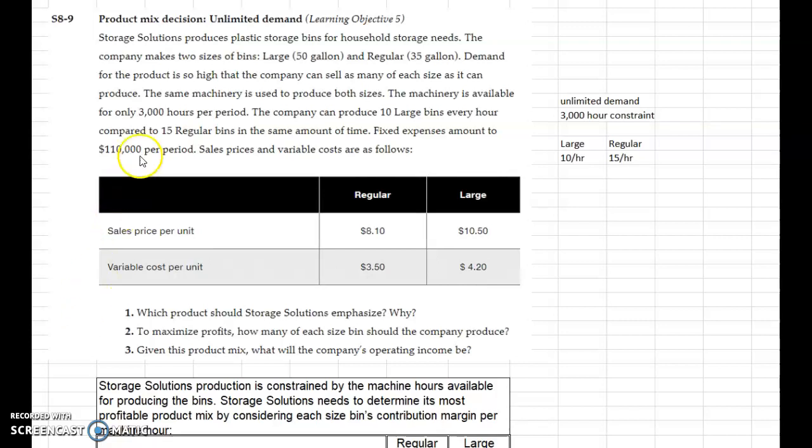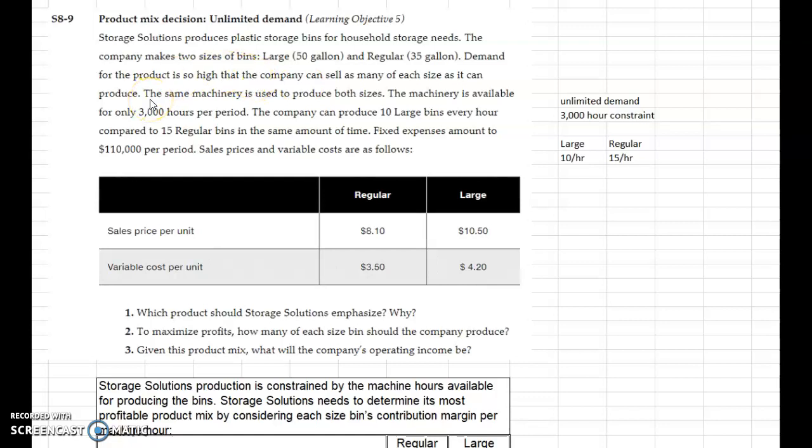Okay, this is a nice example of a product mix decision where you have unlimited demand. Storage Solutions produces plastic storage bins for household needs. The company makes two sizes, a large, a 50-gallon, and a 35-gallon bin. Demand is so high that the company can sell as many of each size as it can produce, so they've got unlimited demand.